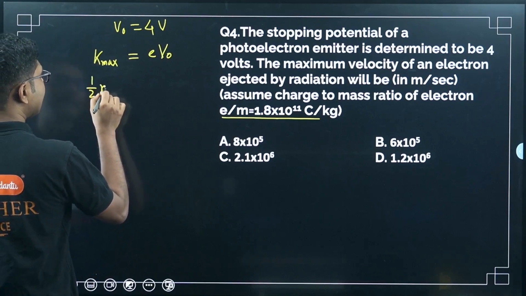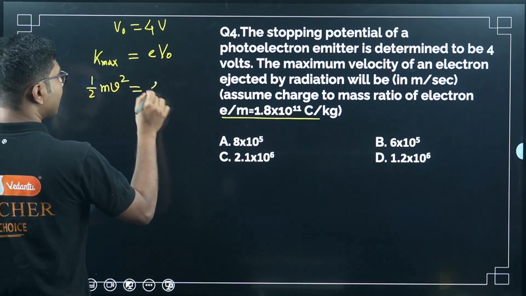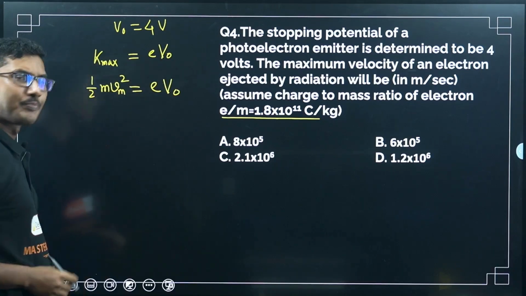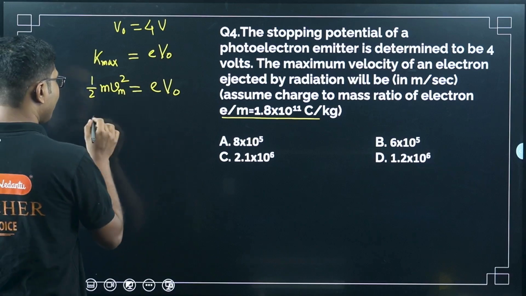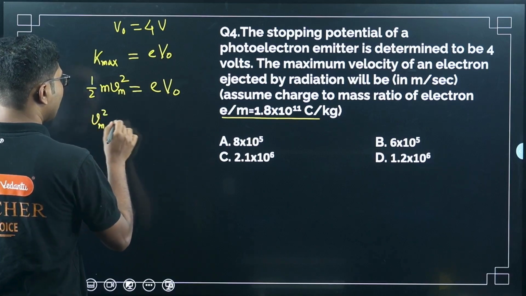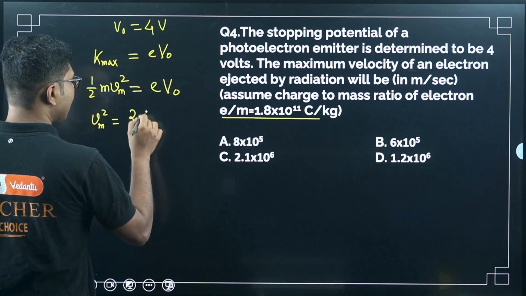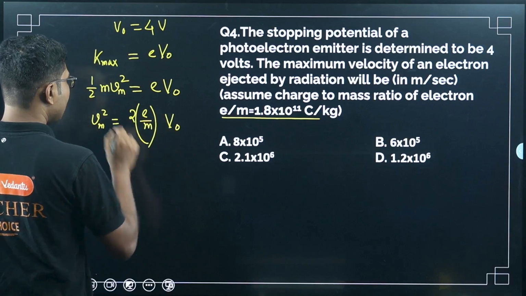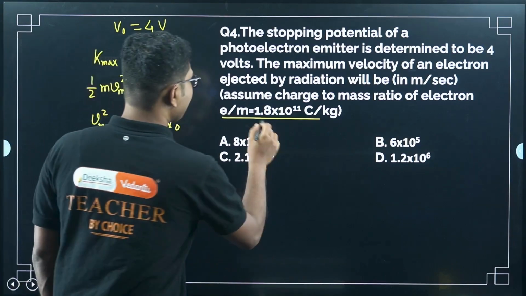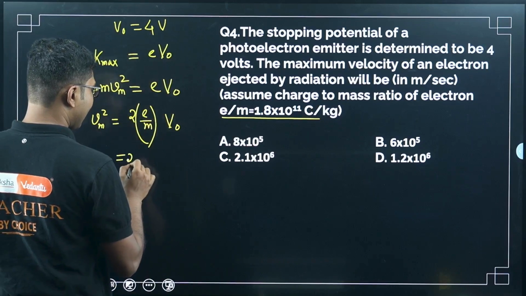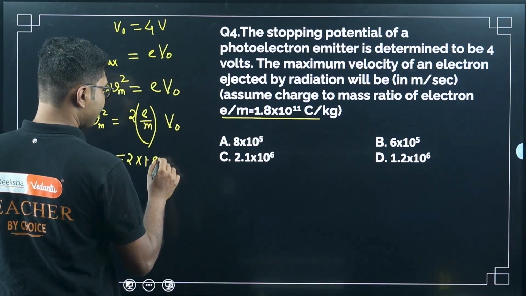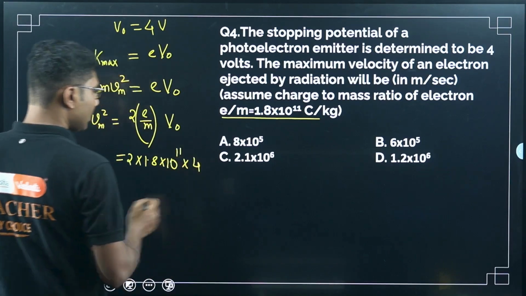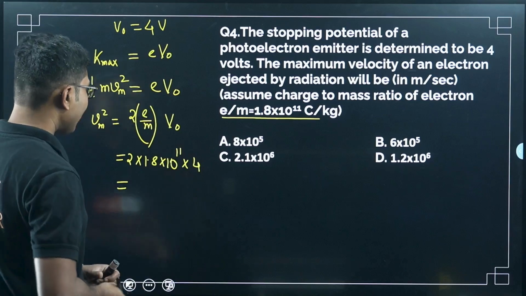Maximum kinetic energy is mv square. Here v is the maximum velocity, so let me write it as vm for convenience. Now vm square will be equal to 2e by m times v naught. So these two will go here, and e by m is given as 1.8 times 10 to the power of 11, and v naught is given as 4 volts. Simply put in these values. So what will be the answer?